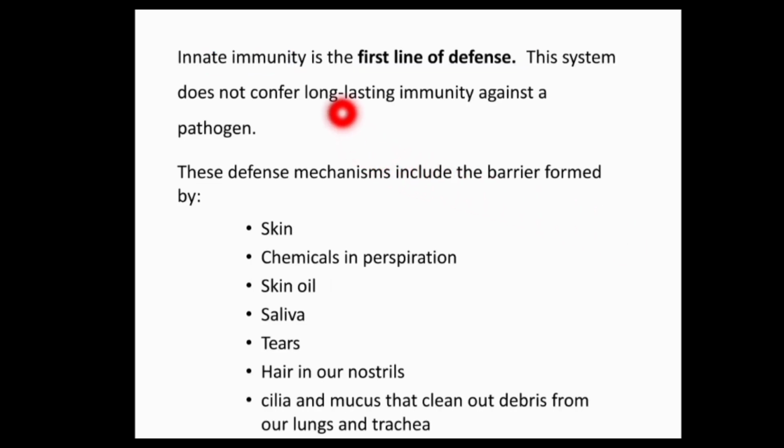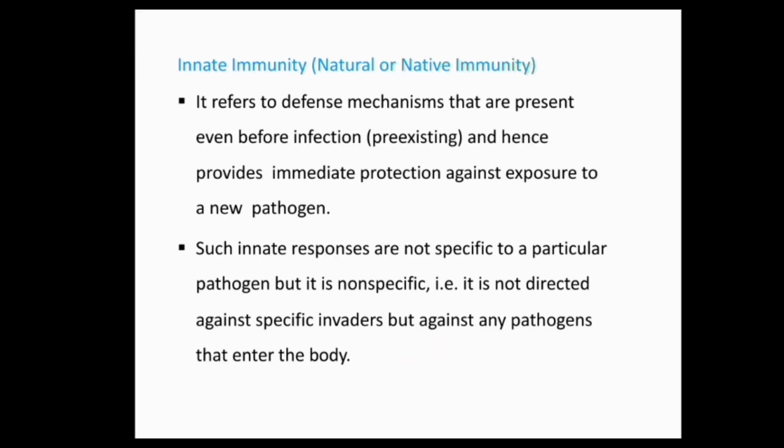Innate immunity is the first line of defense. This system does not confer long-lasting immunity against a pathogen. The defense mechanisms include barriers formed by, for example, the skin. Skin is a defense barrier, along with chemicals in perspiration, skin oil, sweating, saliva, tears, hair in our nostrils, and cilia.